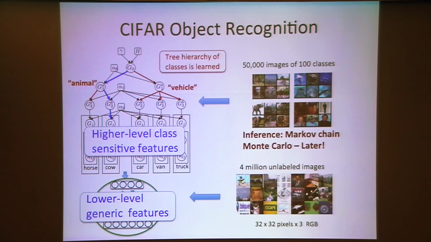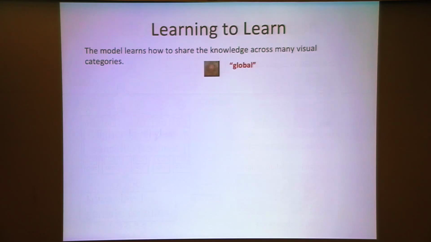So this is what we've done for one particular application. This is the CIFAR dataset. Again, you can learn low-level generic features using deep Boltzmann machines, something that we talked about yesterday. And you can try to learn high-level features as well as the hierarchy from labeled examples. You can use MCMC methods, and that's something that you will hear about in future talks on Markov chain Monte Carlo. So there is an inference stage here that can be done. It's not too bad. It's slow, but not too slow.